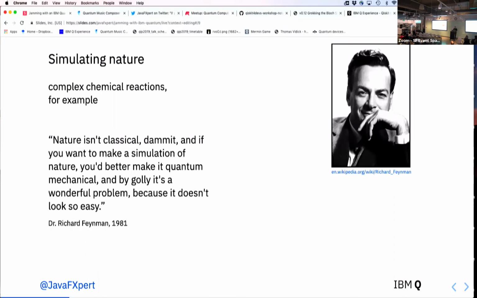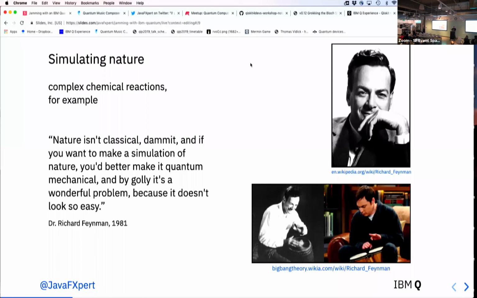So many of you know who Richard Feynman is. Does anybody watch Big Bang Theory? Has anybody seen that show? There was an episode in which Sheldon played the bongos, and what he was doing is actually just giving homage to Dr. Feynman, because Dr. Feynman used to like to play bongos and congas to relax.